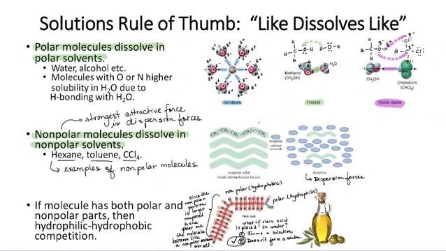Any questions on the rule of thumbs of how we make solutions by mixing polar molecules with polar solvents, or like you guys just saw illustrated, ionic compounds that are soluble in water by ion dipole attractions, or why is it that non-polar molecules need a non-polar solvent in order to make a solution?